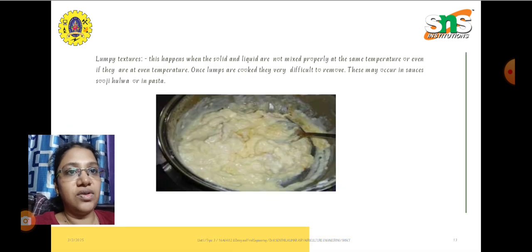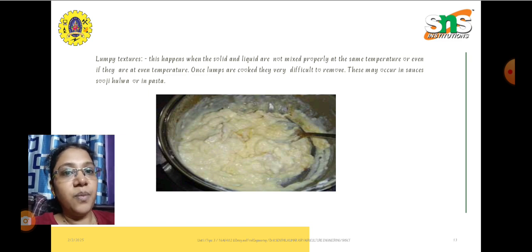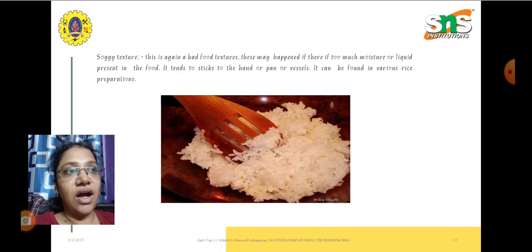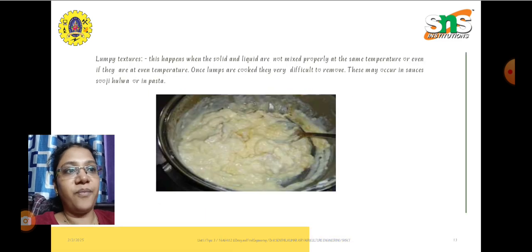Then lumpy texture. This happens when a solid and a liquid are not mixed at the proper or an even temperature. Once the lumps are cooked, they become very difficult to remove. Lumps mostly form when we do not adopt proper preparation during paste-type dishes, or during the preparation of halwa, porridges, etc.